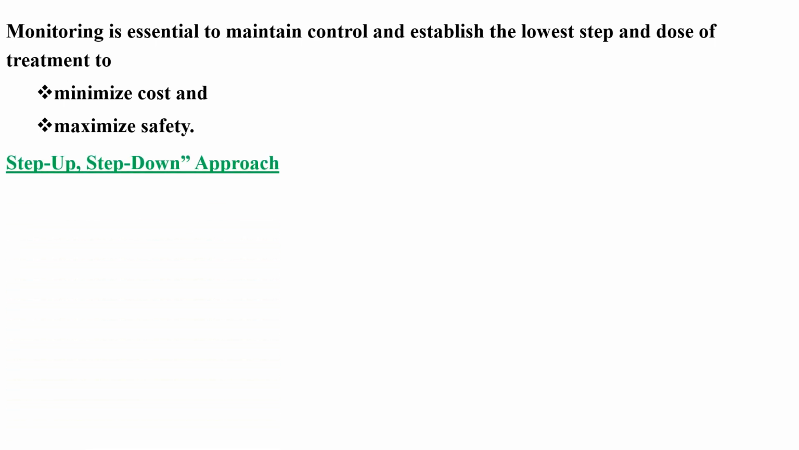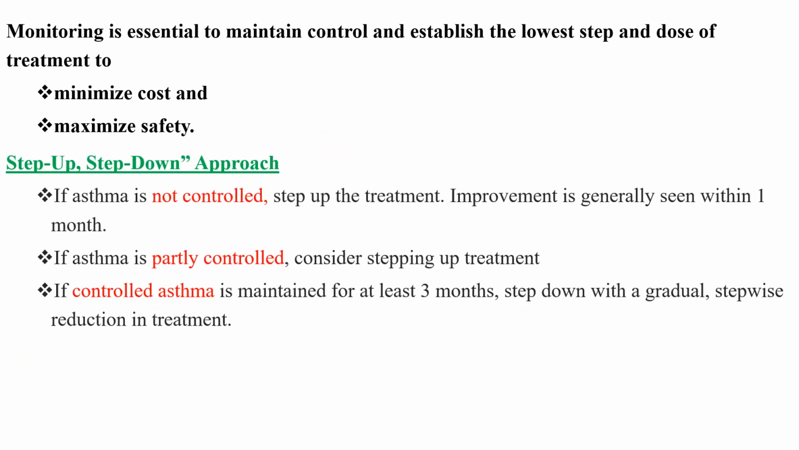We should always follow a step up and step down approach. If asthma is not controlled, step up the treatment to the upper step, and improvement is generally seen within 1 month. If asthma is partially controlled, consider stepping up treatment, and if controlled asthma is maintained for at least 3 months, step down with a gradual stepwise reduction in treatment.